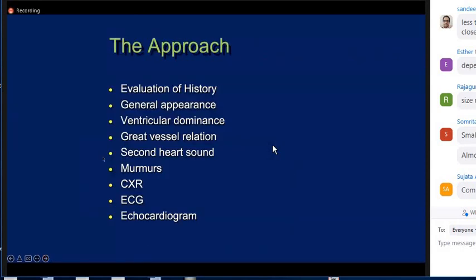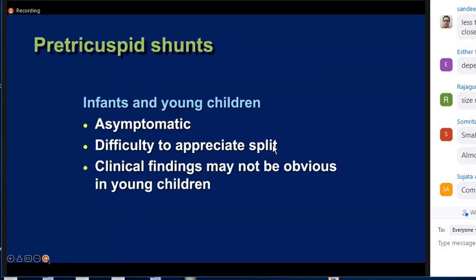So the approach is generally evaluation of the history, general appearance, ventricular dominance, great vessel relationship, second order sound, murmurs, chest X-ray, ECG are going to be useful. And finally, echo will tell you the diagnosis. These are all integral parts of your clinical evaluation.